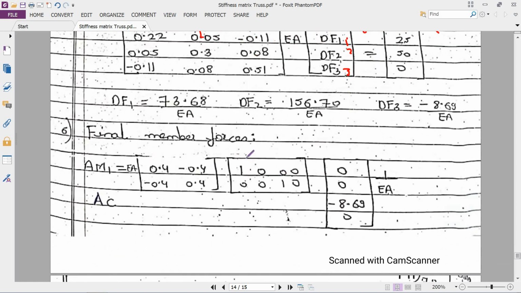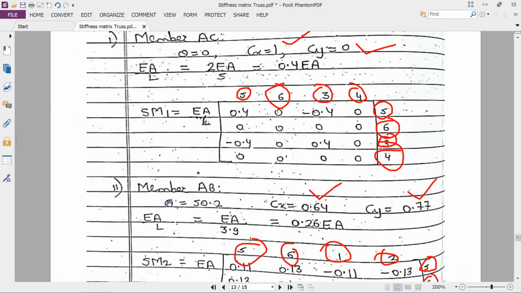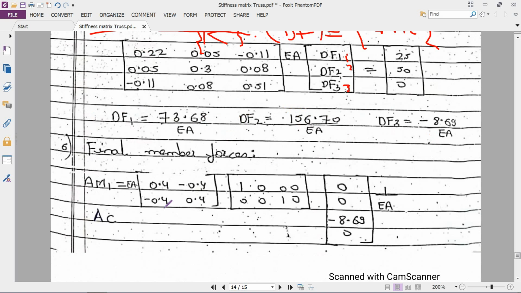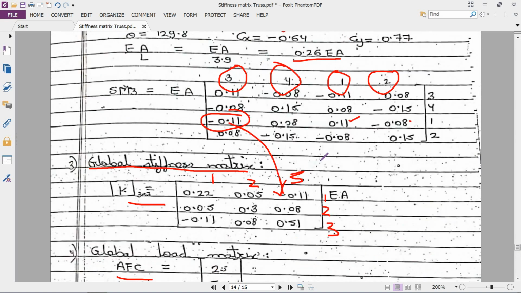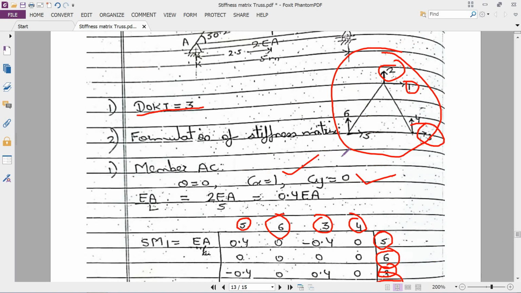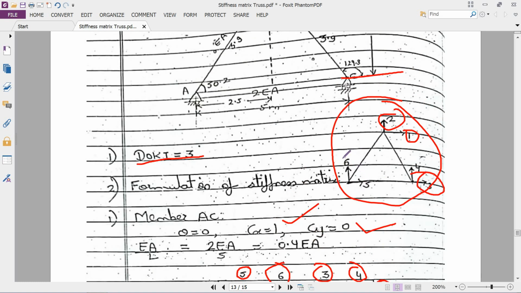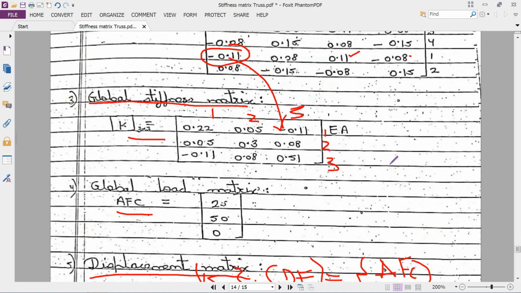Okay, then the final member forces. So for the final member forces, let us see how to calculate them for AC. First of all we have to write this EA by L for AC, the EA by L value of AC, then CX, CY, 0, 0, minus CX, CY of AC here, and then here we have to write the corresponding coordinates of AC. So what was the coordinate of AC? Let us see that. The coordinate of AC was 5 6 3 4. So 5 6 3 4 will be there.